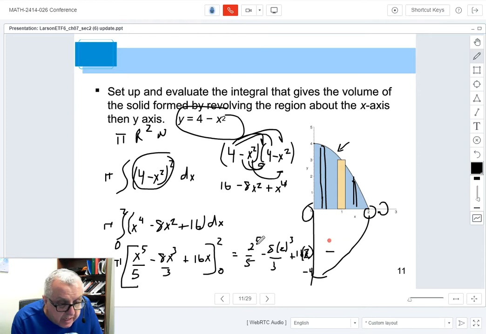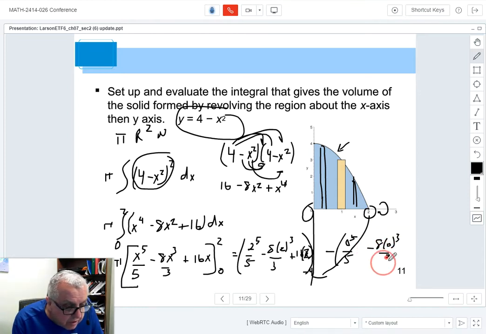Then we're going to subtract, plugging 0 in. And if you plug 0 into everything, you still get 0. 0 to the fifth minus 8 times 0 to the third plus 16 times 0. So this becomes 0.